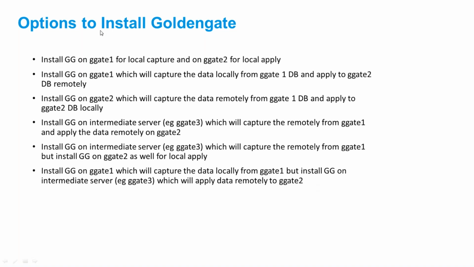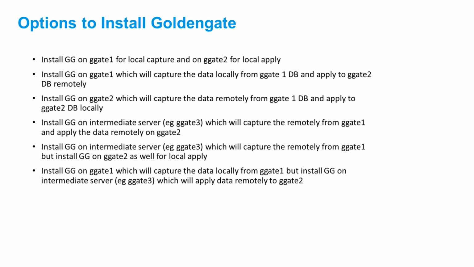Now, what are the options to install Oracle Golden Gate? There are different options. You can install Golden Gate locally or remotely. What do we mean by locally and remotely? Locally means you install Golden Gate on the local machine where the database resides. Remotely means you install Golden Gate on a different server apart from the database. With Golden Gate replication, there are two servers minimum required.